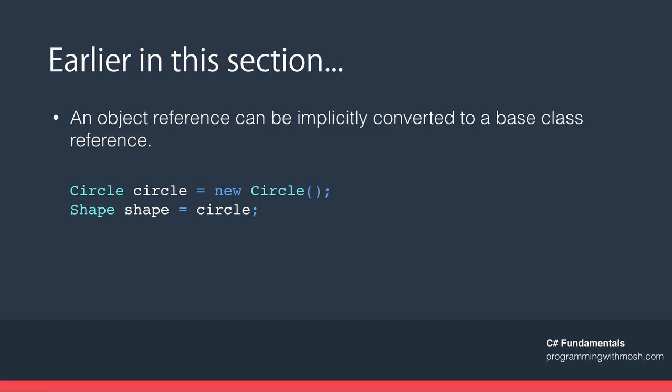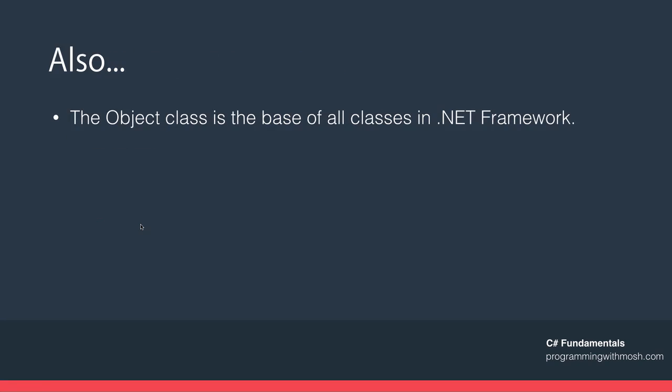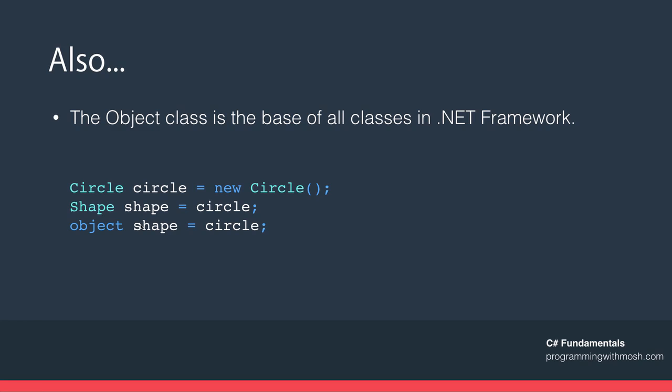Now, why does it matter? Well, earlier in this section, we learned that an object reference can be implicitly converted to a base class reference. And here's the example I showed you. So here we create an instance of a circle class, and then we can simply assign it to a shape reference. So this object reference can be implicitly converted to its base class reference. No conversion is required. We also learned that the object class is the base of all classes in the .NET framework. So taking the last example, we can modify it to something like this.